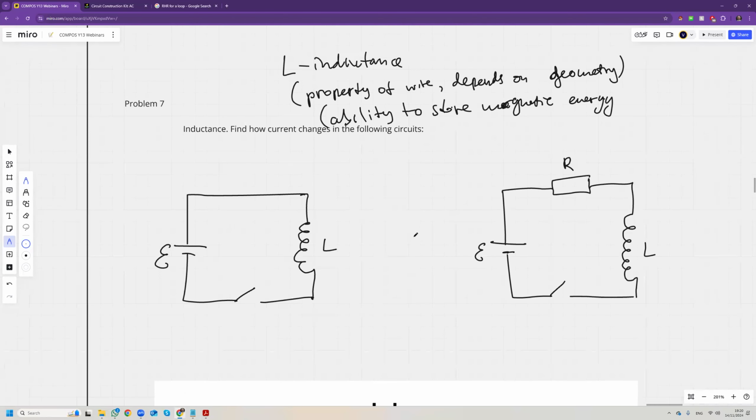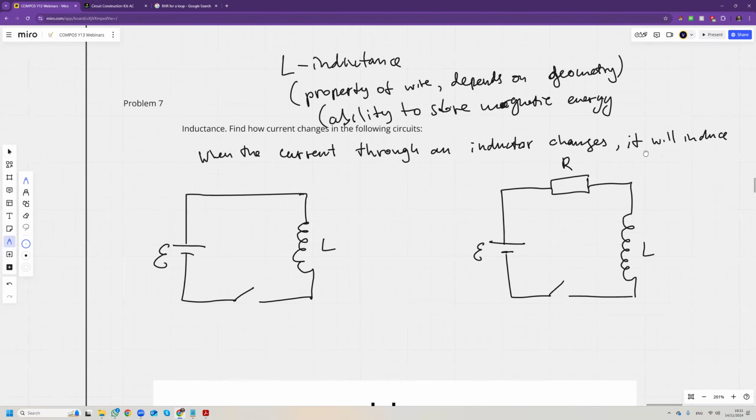The inductance of a coil, the EMF induced. So when you try to change the current through the coil, it will build up a magnetic field inside that will produce an EMF in the opposite direction. So self-inductance. When the current through an inductor changes, it will induce an EMF.